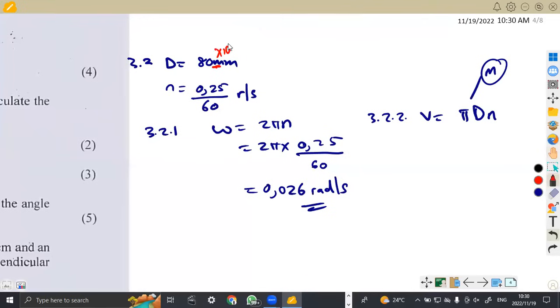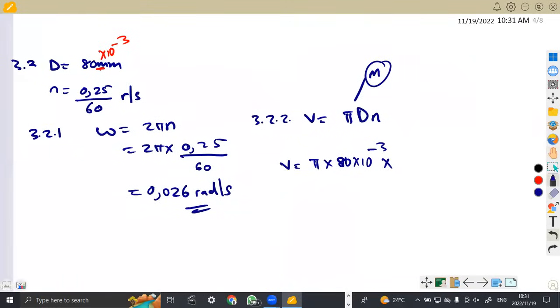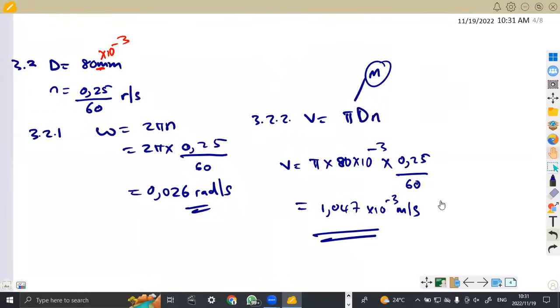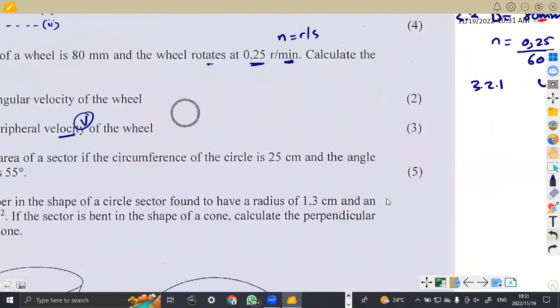Milli means times 10 to the power of -3. So that means our V was going to be pi times the diameter, which is 80 times 10 to the power -3, times n, which is the n that we had here, which is the 0.25 over 60. So that was it. We can actually use our calculator to simplify this. We're going to obtain something like 1,047 times 10 to the power -3, something like that in meters per second from the calculator. So just cross-check on the calculator. That's it, 3.22.